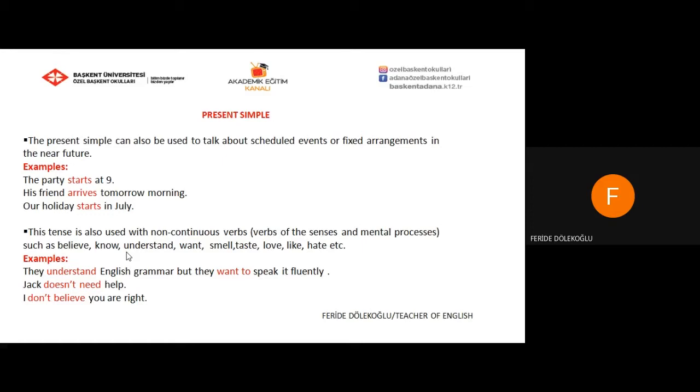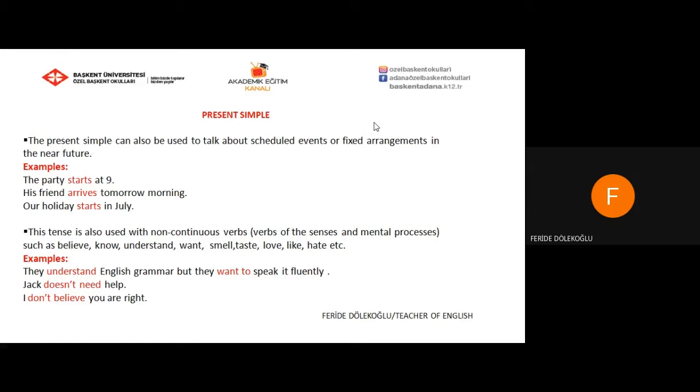His friend arrives tomorrow morning. It says tomorrow morning. We are talking about the future, but as you see, we use present simple. Our holiday starts in July.